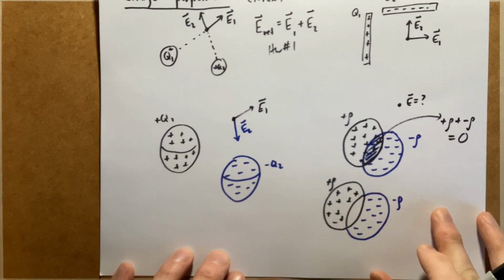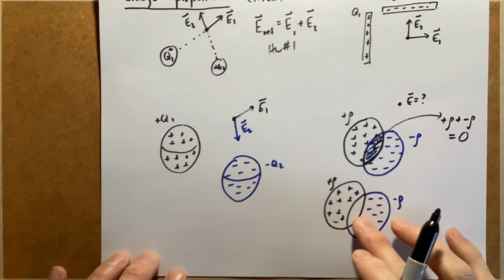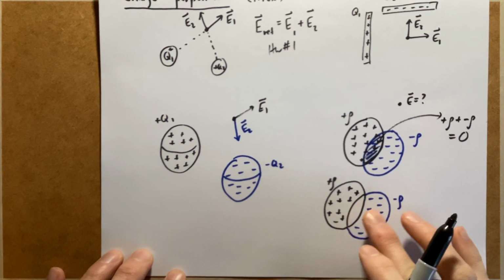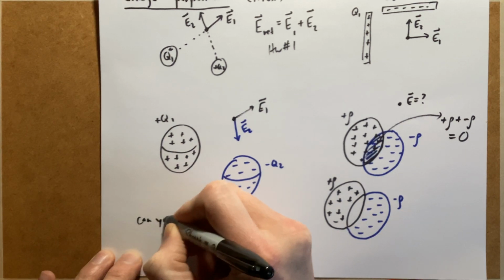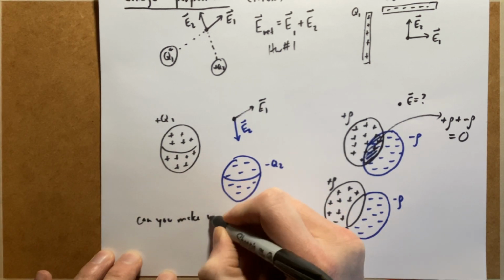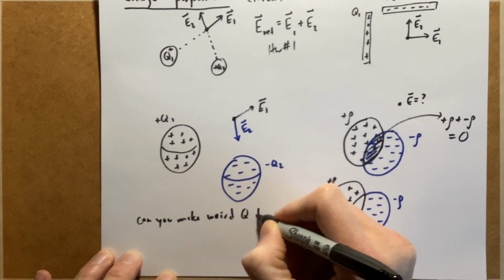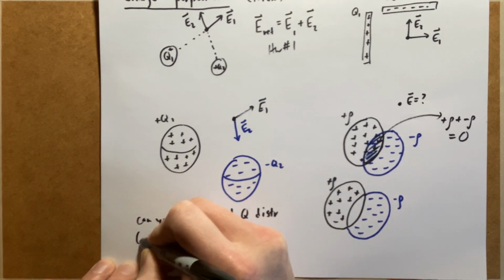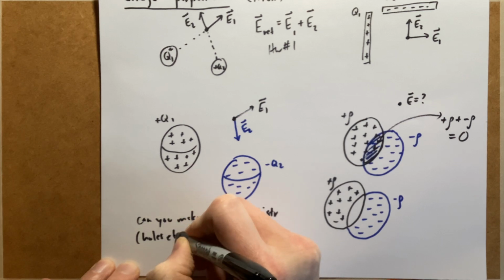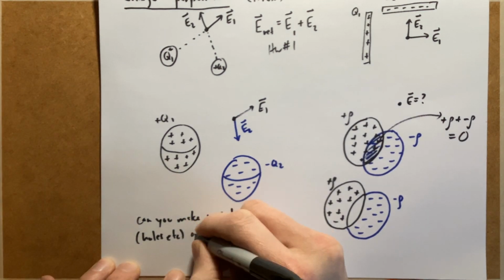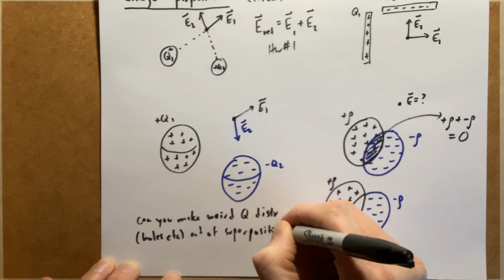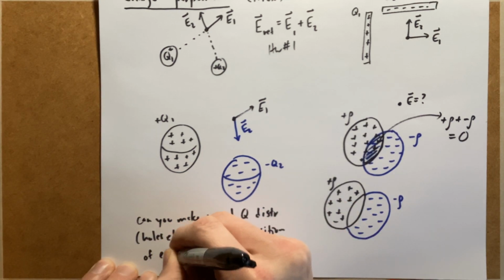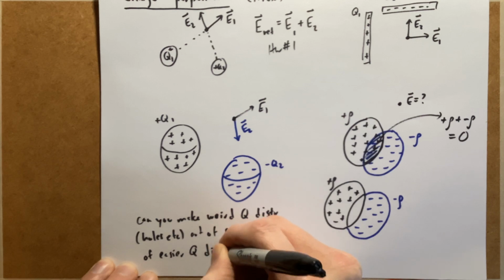So the trick here is that if you have these funky holes or any kind of weirdness in there, the question is, can you make this weird charge distribution, which has holes and so on, out of a superposition of easier charge distributions?